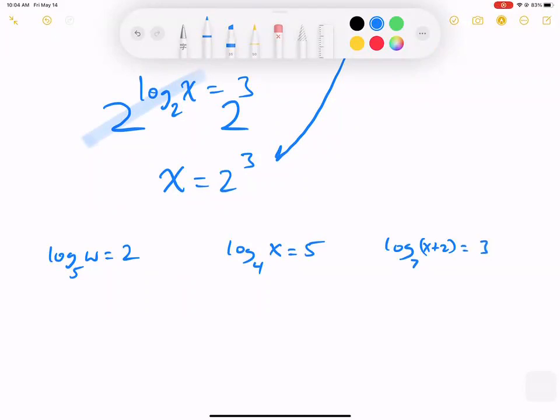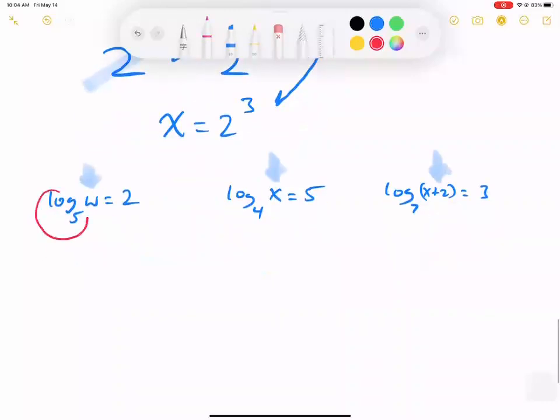Okay. We have logs, we have our variables stuck inside. Free me, let me go, I'm innocent. Let me out. So how do we get them out? Well, what's the base? The base is 5. So I'm going to write 5 to both sides. Look at our second problem. Before we finish the first problem, look at the second problem.